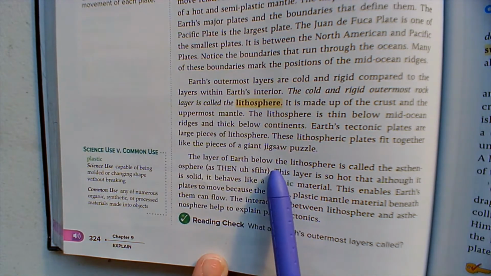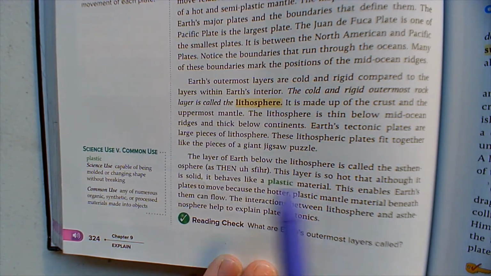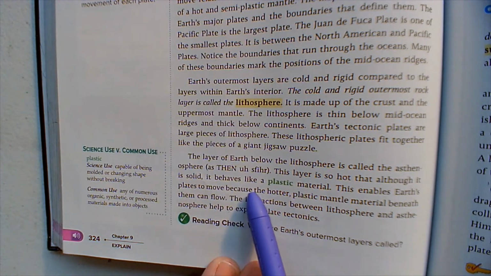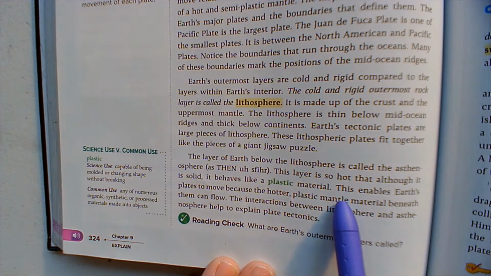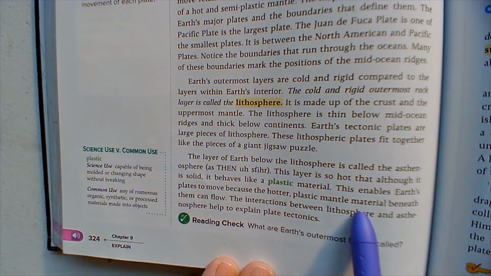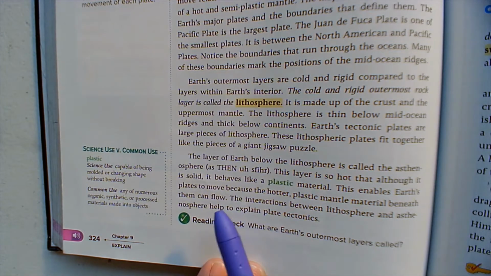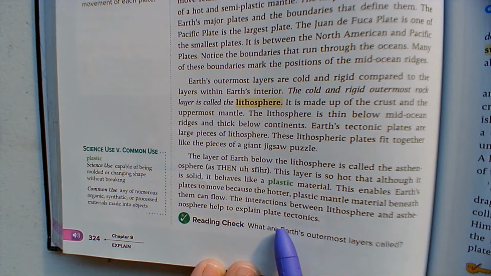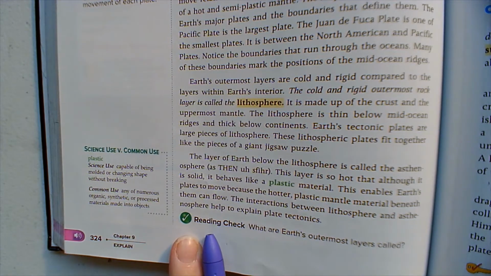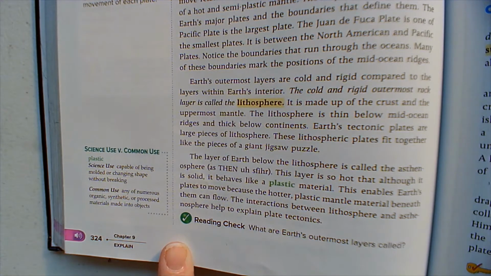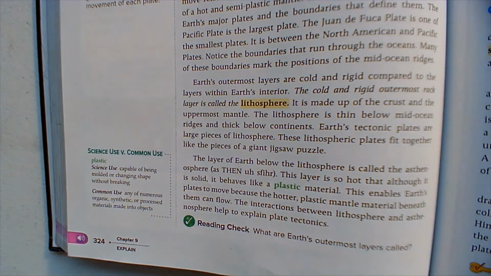The layer of Earth below the lithosphere is called the asthenosphere. This layer is so hot that although it is solid, it behaves like plastic material. This enables Earth's plates to move because the hotter plastic mantle material beneath them can flow. The interactions between lithosphere and asthenosphere help to explain plate tectonics. Our reading check says, what are Earth's outermost layers called? Well, the Earth's outermost layers, which include the crust and the uppermost mantle, make up the lithosphere.